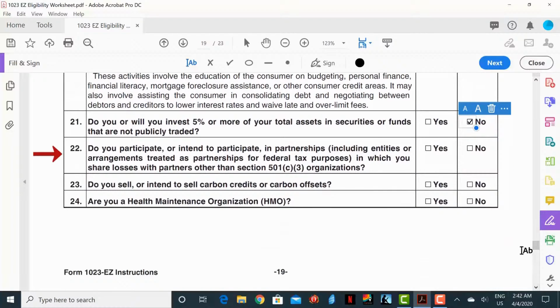22. Do you participate or intend to participate in partnerships, including entities or arrangements treated as partnerships for federal tax purposes in which you share losses with partners other than Section 501c3 organizations? No. 23. Do you sell or intend to sell carbon credits or carbon offsets? No. 24. Are you a health maintenance organization? No.